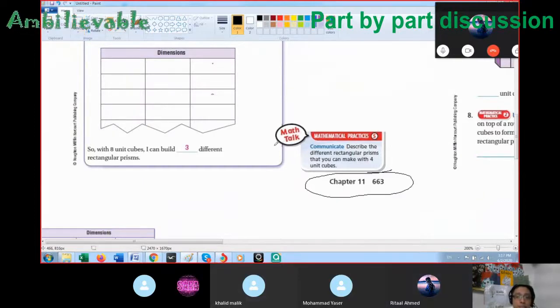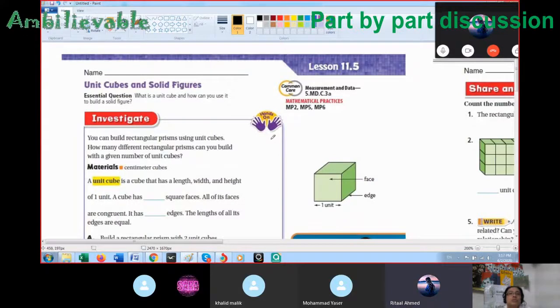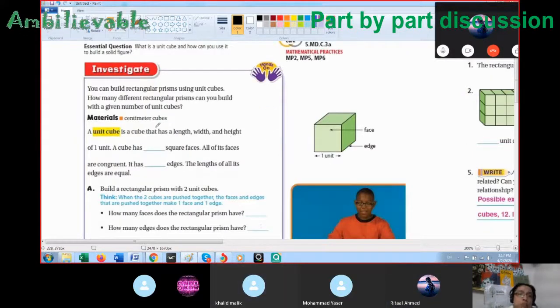Page 663. Okay. Now look at this one. A unit cube is a cube that has a length, width. You have to remember length, width, and height. Okay. It's a three-dimensional cube. Yes, three-dimensional. That's why we have three dimensions. We have length, width, and height. As you can see, this one. One unit, the edge, and the faces. Okay, now, height of one unit.